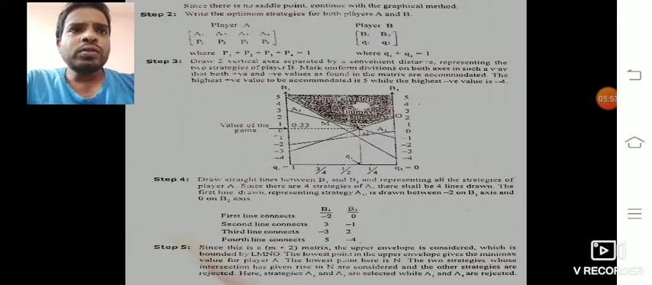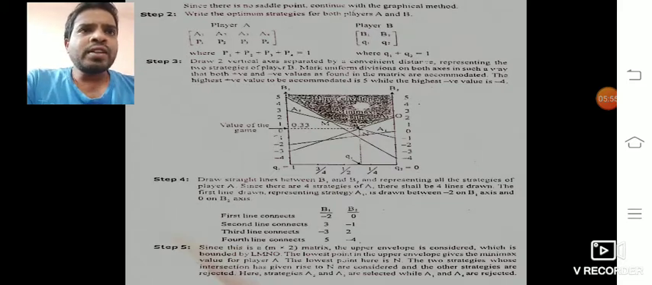Now here in the 2 into n matrix, we are going to shade the lower region, the lower envelope region. But here, in the m into 2 matrix, we need to shade the upper region. We can call it the upper envelope region. Okay, the shaded part we can call the upper envelope region.